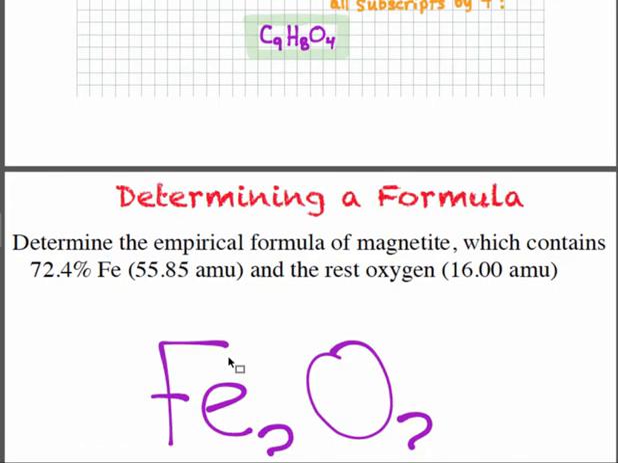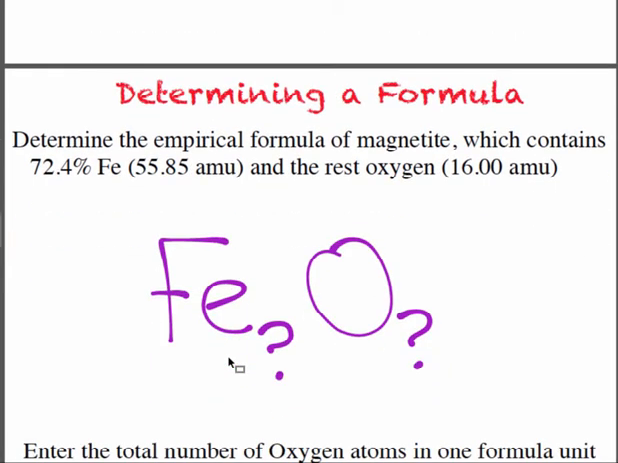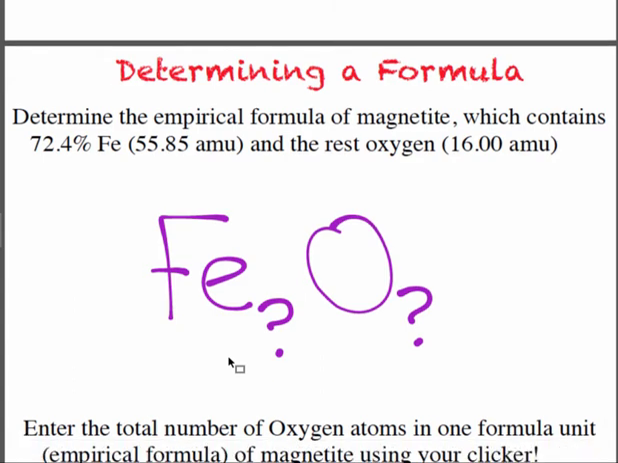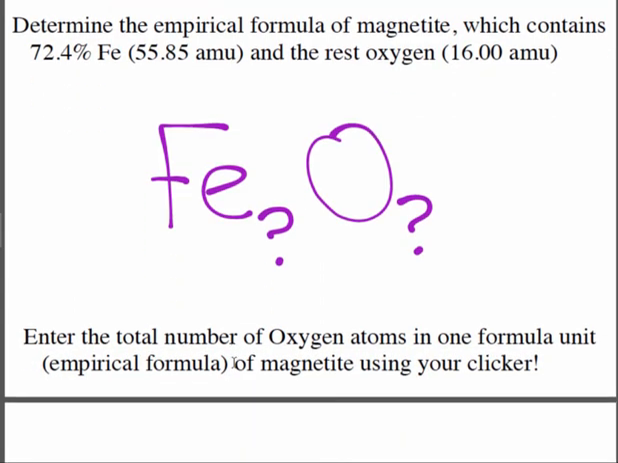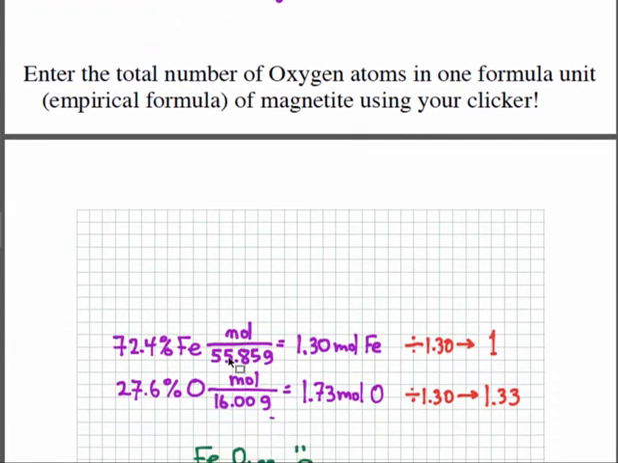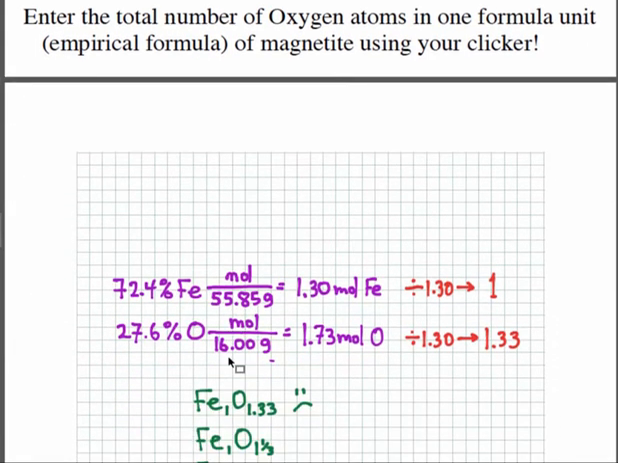Alright, let's try that again. Let's see. Compound is determined to contain 72.4% iron and the rest is oxygen. Subtract 72.4% from 100 to get the percent of oxygen. You know the tricks. Imagine the percents as grams. Oh, that's kind of poor form. I wrote percent and changed the percent to moles right away. That's lazy. I should have written grams here and grams here. So write the percent as grams, so 72.4 grams to moles, and 27.6 grams of oxygen to moles gives me 1.3 moles and 1.73 moles.